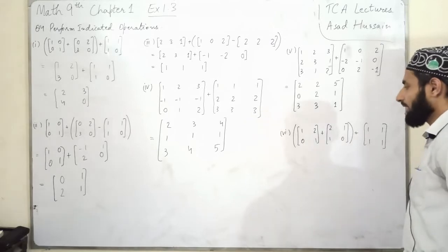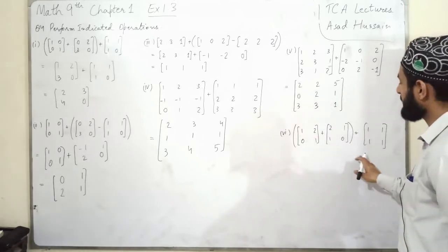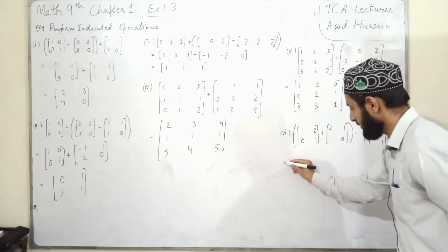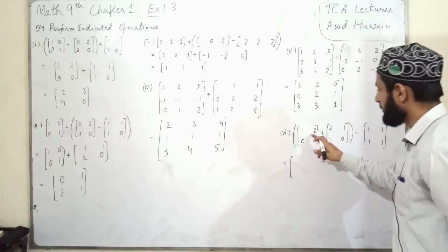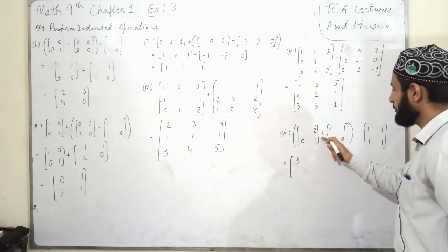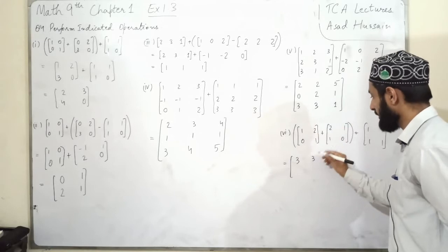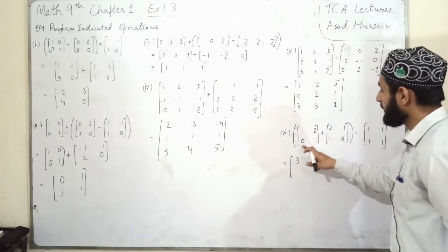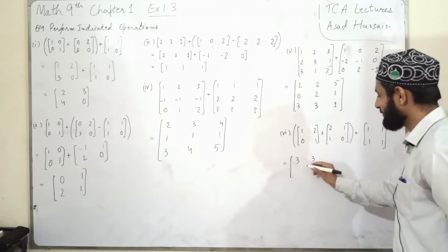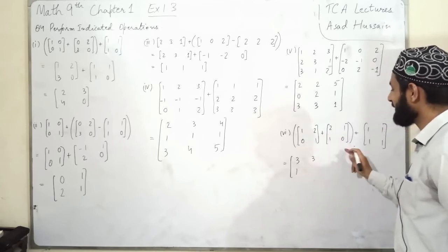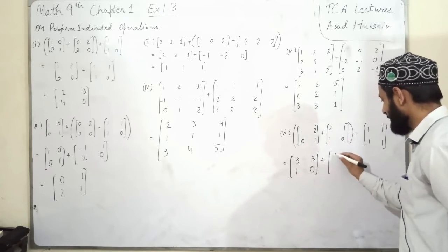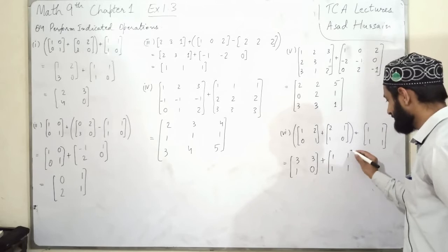Moving on to last part. In this there are three matrices and first two are in parentheses, so we will solve these two matrices first. Performing the indicated operation, which is of addition, 1 plus 2 is equal to 3, 2 plus 3 is equal to 5, 2 plus 1 is equal to 3, 0 plus 1 is equal to 1, 0 plus 0 is equal to 0, 1 plus 1 is equal to 2.